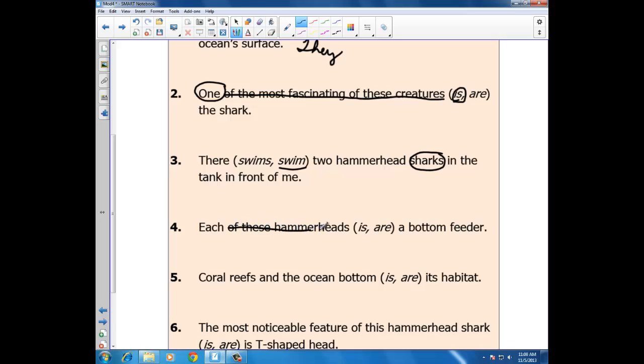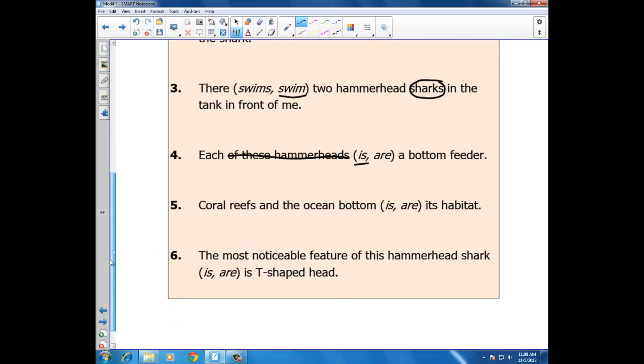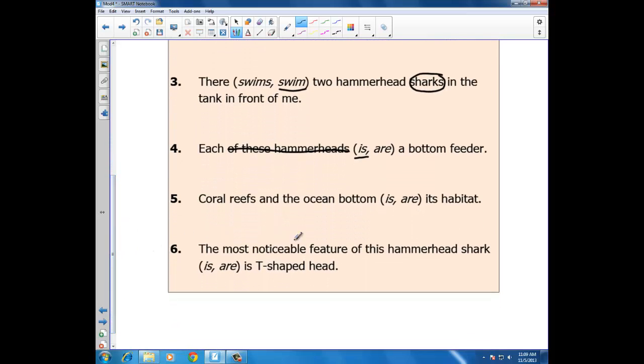Each of these hammerheads is or are a bottom feeder. We take out the prepositional phrase, and then we are left with the subject, each. Each is. Coral reefs and the ocean bottom is or are its habitat. We might ask, what is the habitat? Coral reefs and the ocean bottom. We're circling reefs and bottom. So the subjects are reefs and bottom, and then the verb is are.